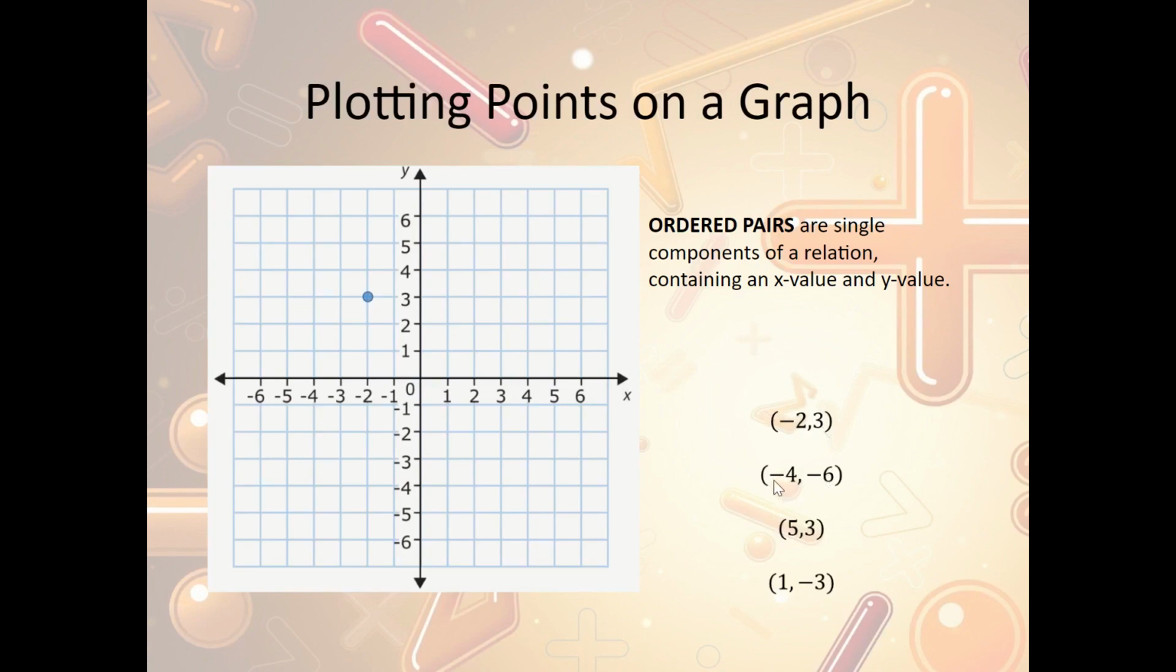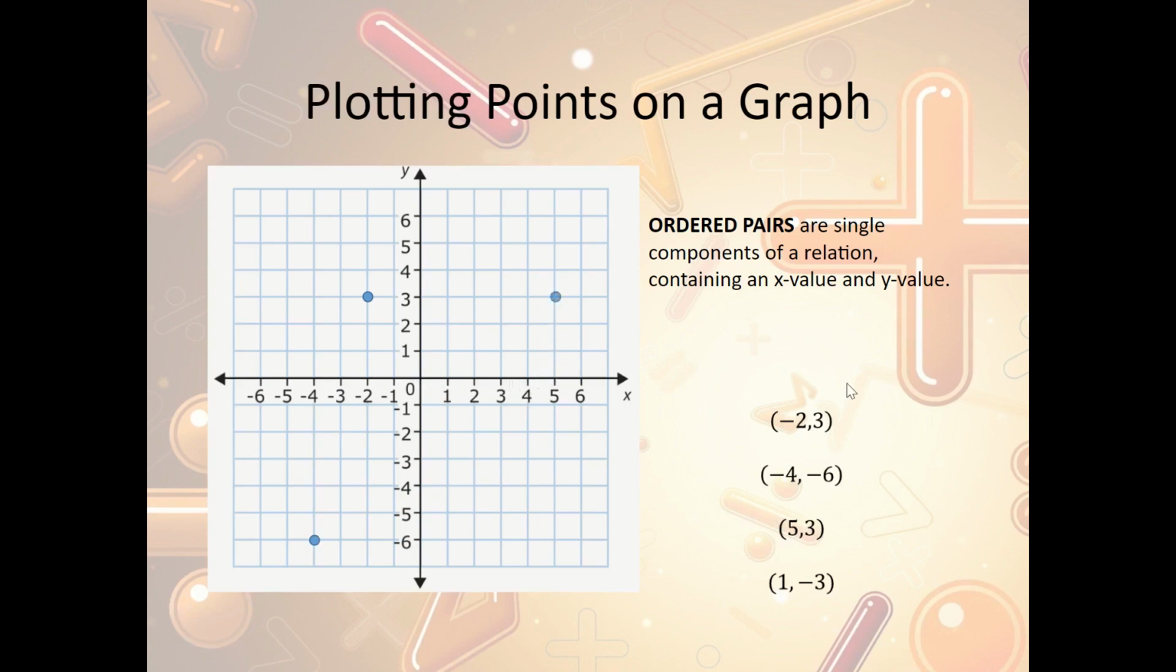Then we have -4, -6. Well, -4 on my x-axis, so I'm going to go find -4 on the x's, right there. And then -6. So I'm going to go down and find -6, which is here, and plot that point. Then I have 5, 3. So x is 5, so I'm going to go and find where x is 5, which is here. And y is 3, so I'm going to go find 3, which is right there.